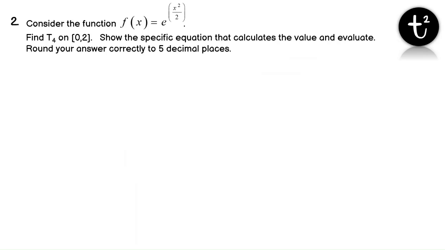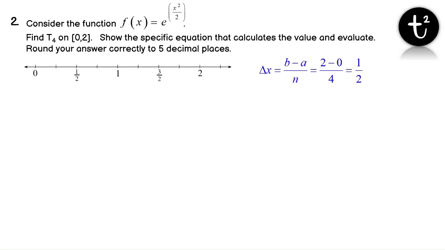In number 2, we are going to do another approximation, but this time using the trapezoidal rule. So again, I'm going to jot down my number line here and note that the interval from 0 to 2 is already subdivided into 4 equal subintervals, making 0, 1/2, 1, 3/2, and 2 my sample points for the trapezoidal rule. Again, delta x is equal to 1/2.